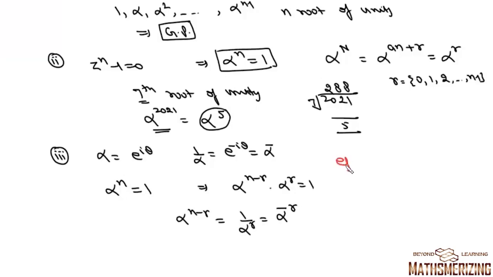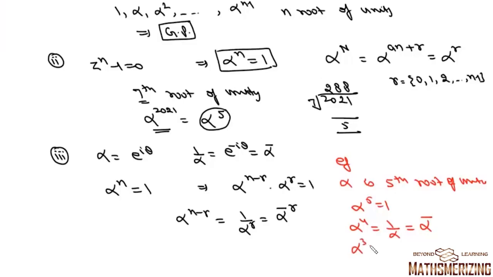Now say for example, alpha is fifth root of unity. Now we know that alpha to the power 5 equals 1. Now we can write alpha to the power 4 equals 1 upon alpha, and alpha to the power 4 will be equal to alpha bar. In the same way we can write alpha cube, it is equal to 1 upon alpha square, it will be simply alpha bar square. So there is a relationship between powers of alpha and powers of its conjugate.